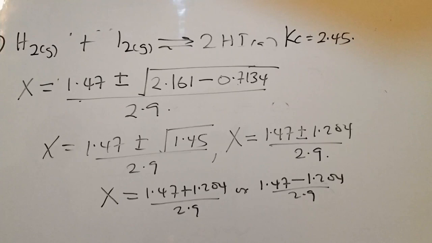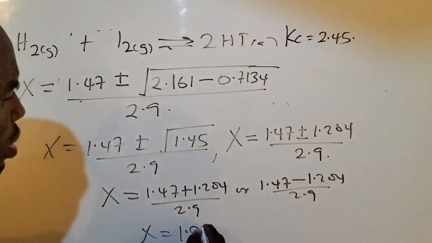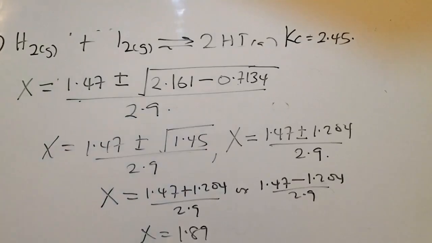We have 1.47 plus 1.204 divided by 2.9. That gives us 1.89. So 1.89 here. Or we'll do the other one. 1.47 minus.